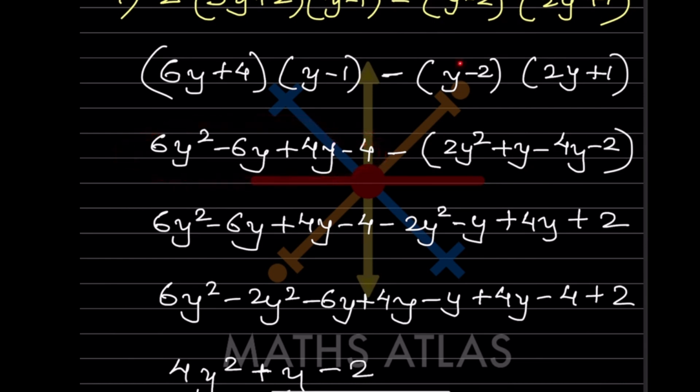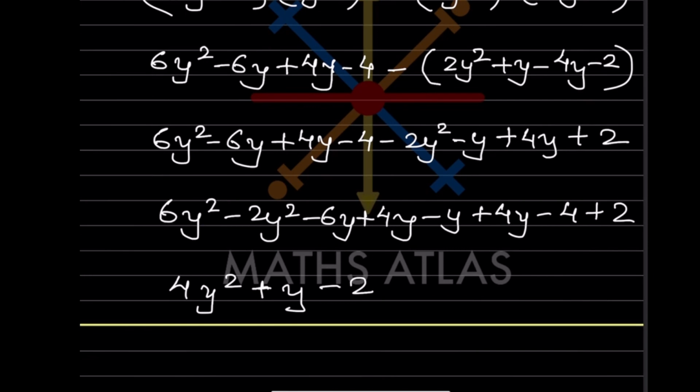So here what is that going to be? 2y square plus y minus 4y minus 2. So now this will be as it is first. Now see here, minus 2y square, so minus 2y square. Minus plus, that will be minus, so minus y. Minus minus plus, so plus 4y. And minus minus is one plus, that is plus 2.